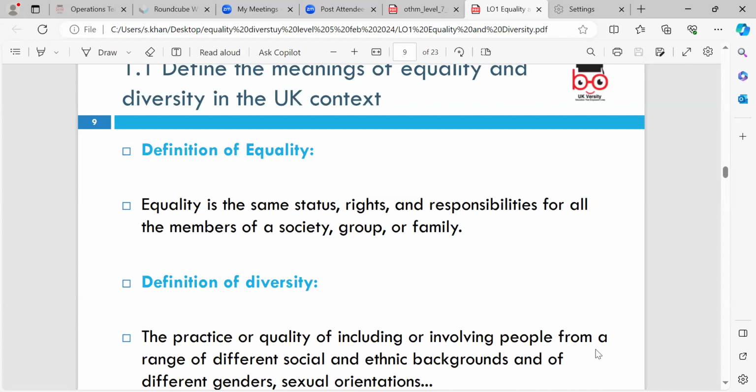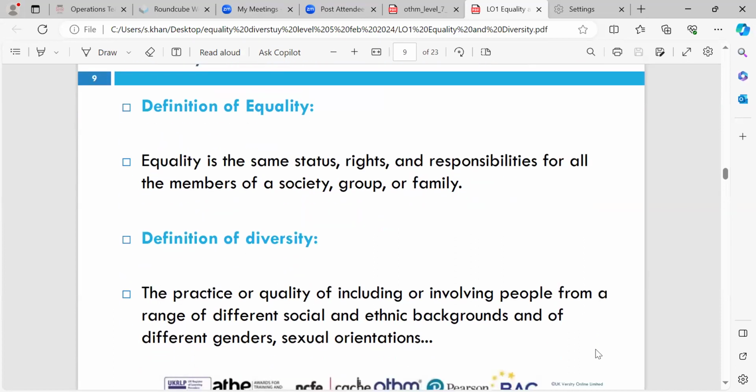Why is it important to recognize this? Again, let's go back to your job. Why is it so important for you to recognize that people are from a different social, economic and ethnic background, and why is it so important that we are diverse?